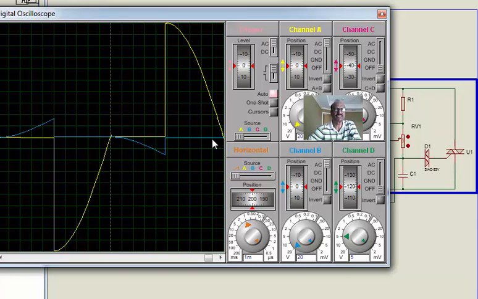The total time is 10 milliseconds. 1, 2, 3, 4, 5, 6, 7, 8, 9, 10. Now there is nearly about 5 milliseconds delay. Because of the 5 millisecond delay, we find the waveform is almost at 90 degrees triggering.